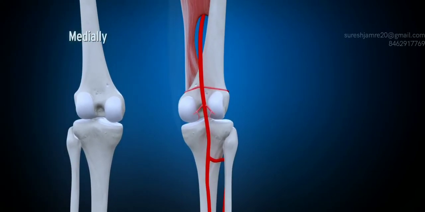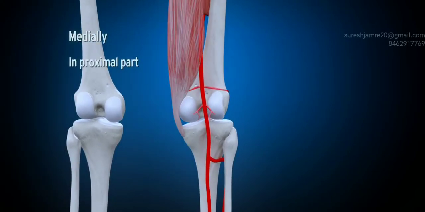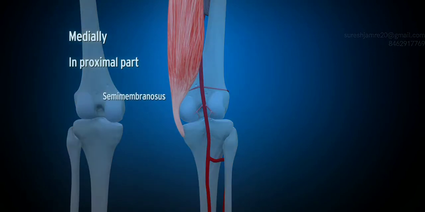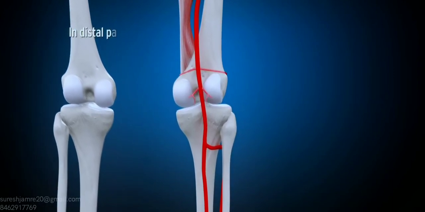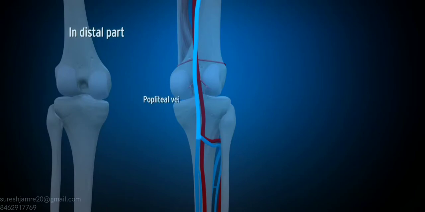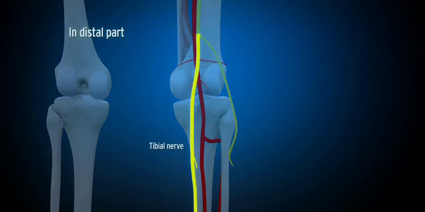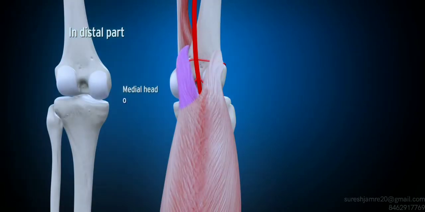Medially, in proximal part, semimembranosus and medial femoral condyle. In distal part, popliteal vein, tibial nerve, and medial head of gastrocnemius.